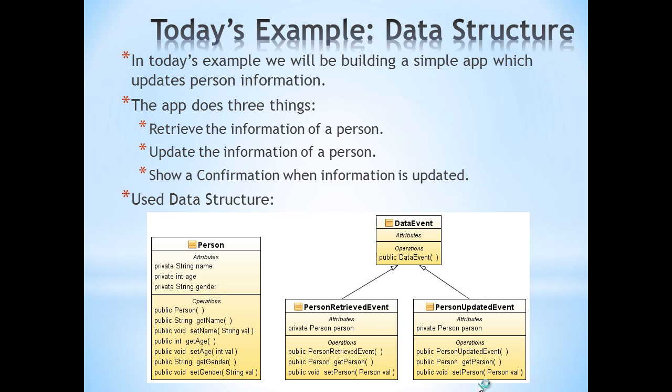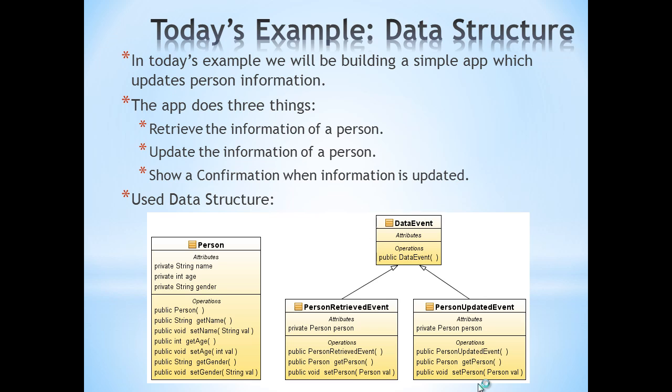And depending on whether the information is just received or sent back after an update, I'm going to wrap it in a data event object, or an object that inherits from data event. In this particular case, I'm going to create one event, person retrieved event, for the simple retrieval of the data. The person updated event is for if the person data is returned as part of an update, and both inherit from the data event. In other words, the data event would be, for example, an envelope, while the person retrieved event would be a blue envelope, and the person updated event would be a yellow envelope.